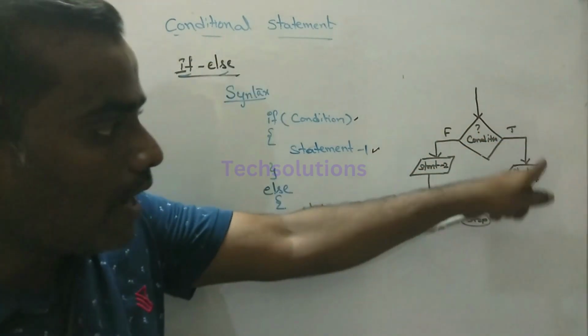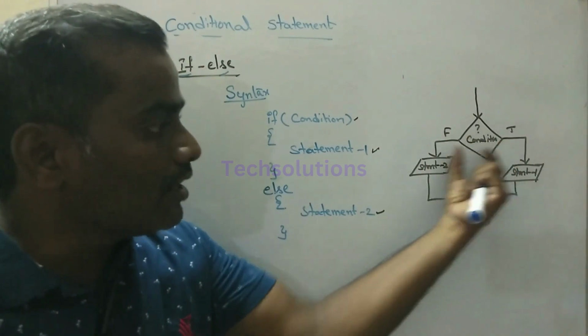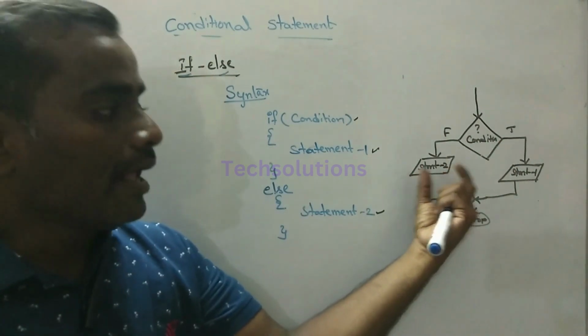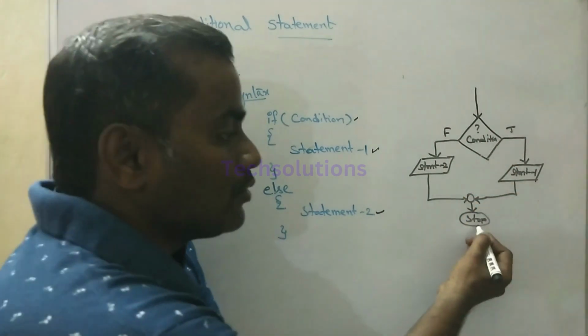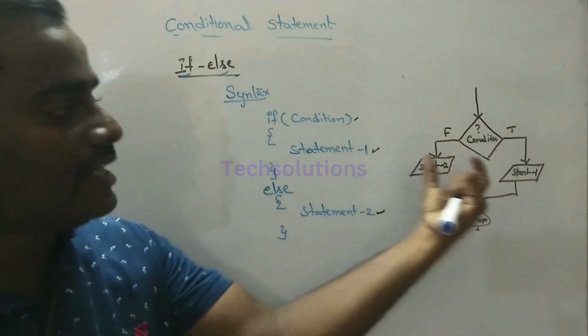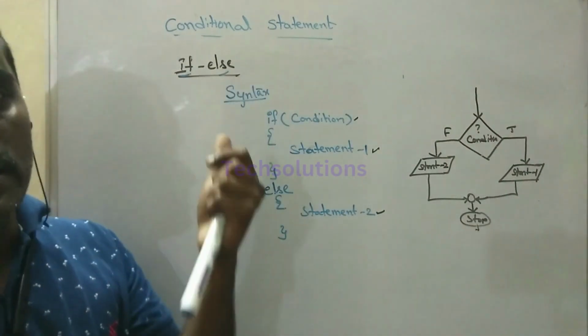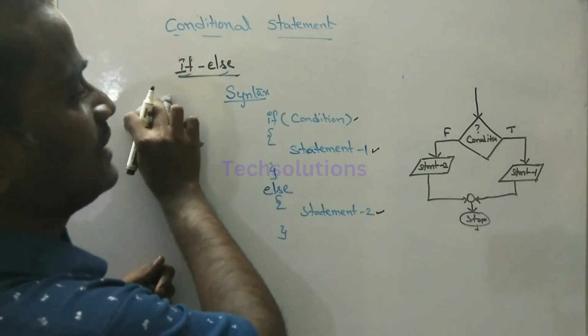If it is true, the particular block of statements will be executed. If it is false, I execute this other block of statements. Either statement 1 or statement 2, any one will be executed. Finally, I stop the if statement. This is the syntax and the flow chart for the if else. Then we can see one example.